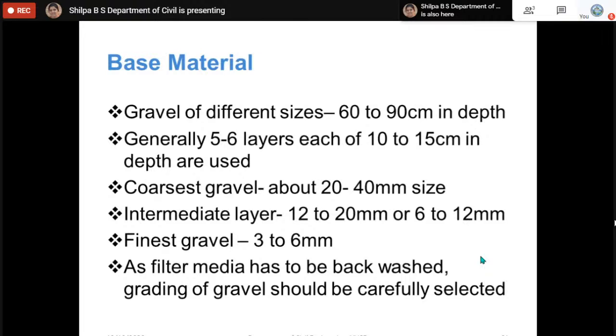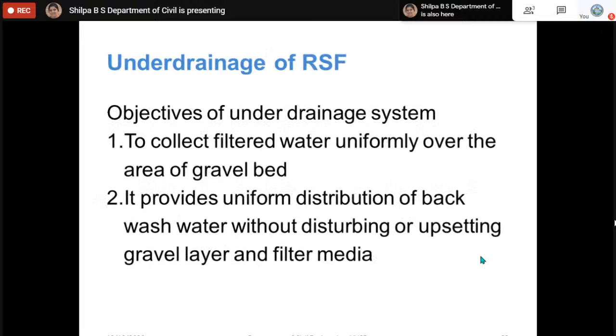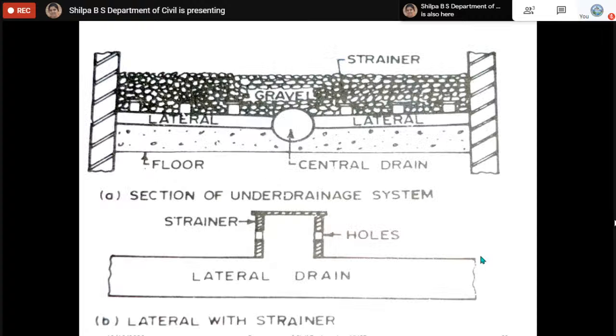5 to 6 layers, each of 10 to 15 centimeter depth, are used, and the coarsest gravel will have a size of about 20 to 40 mm. Intermediate will vary, 12 to 20 or 6 to 12, and the finest gravel will be 3 to 6 mm. And the under drainage system, okay, this is one type of filter which has a very good under drainage system. The main objective is to collect the filtered water, and at the same time also to distribute the water uniformly when we backwash that filter.